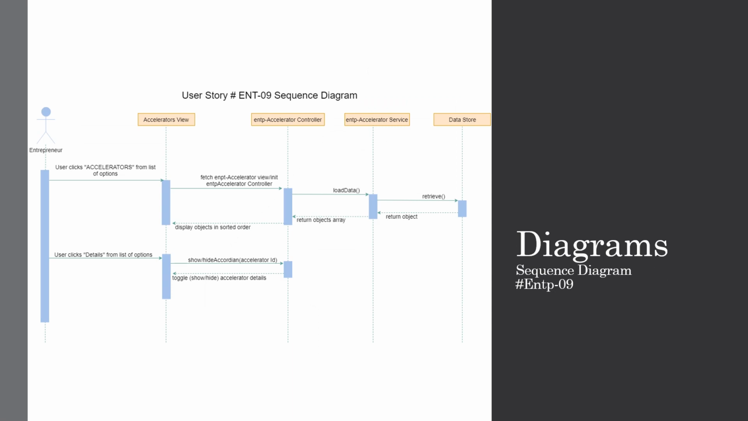Next, we have the sequence diagram. Here, the user clicks accelerators from a list of options. The view fetches the data to be displayed via the controller. The controller loads the data via the service, and the service retrieves the data from the data store. The data store returns the object to the service. The service returns an array of objects to the controller, and the controller formats the data and returns it to the view to be displayed.